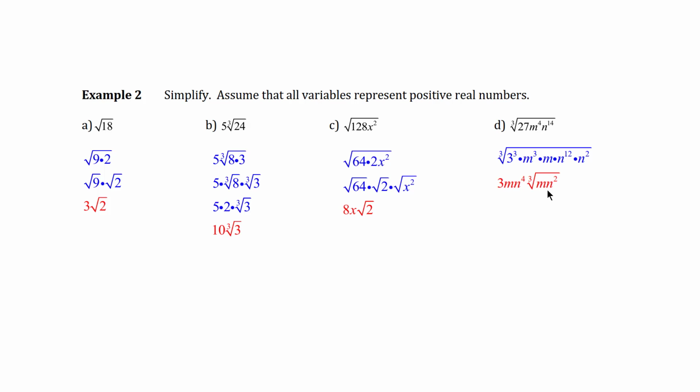Next, I'm going to show you an alternative way to simplify part D. First, I'm going to rewrite 27 as 3 cubed. So we have the cube root of 3 cubed, m to the 4th power, n to the 14th power.